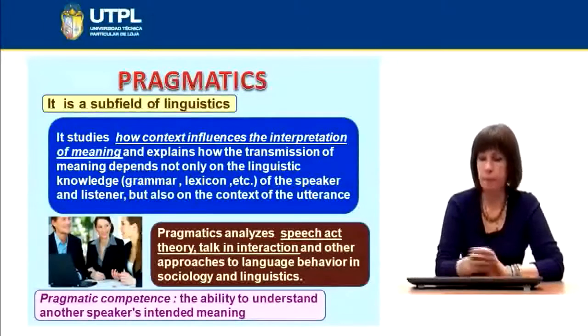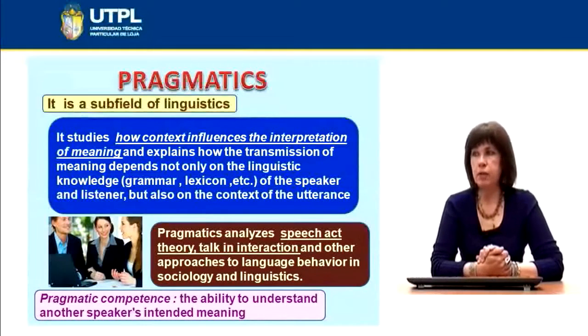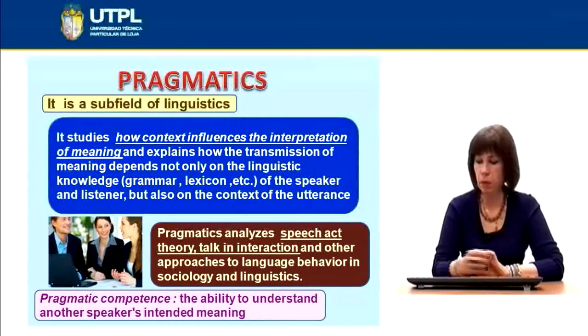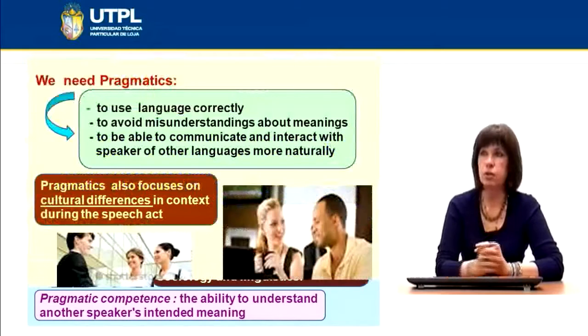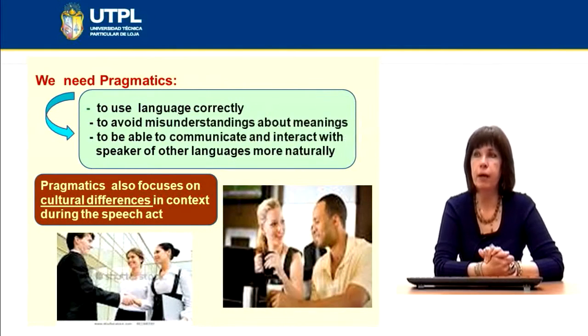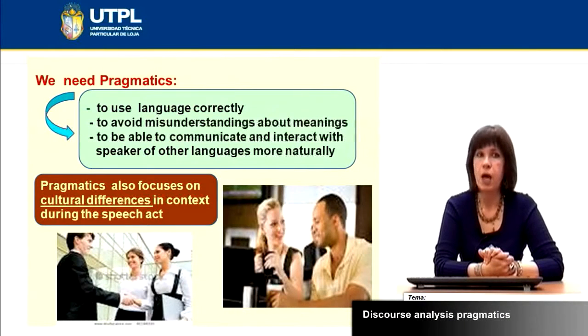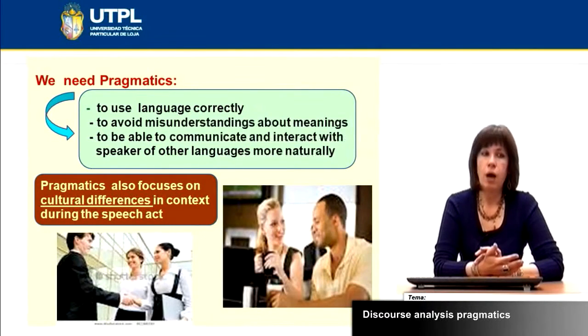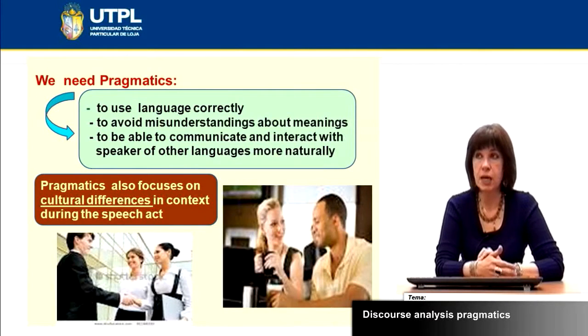Context is very important. Well, so here we have another term, pragmatic competence. It's the ability to understand another speaker's intended meaning, what a speaker really wants to say. So knowledge of pragmatics is needed to use language correctly. What does it mean, to use language correctly? It doesn't mean only the usage of correct grammar rules, vocabulary, and phonology. No, it refers to communicative competence, what we already discussed. It's using language appropriately according to a specific context.